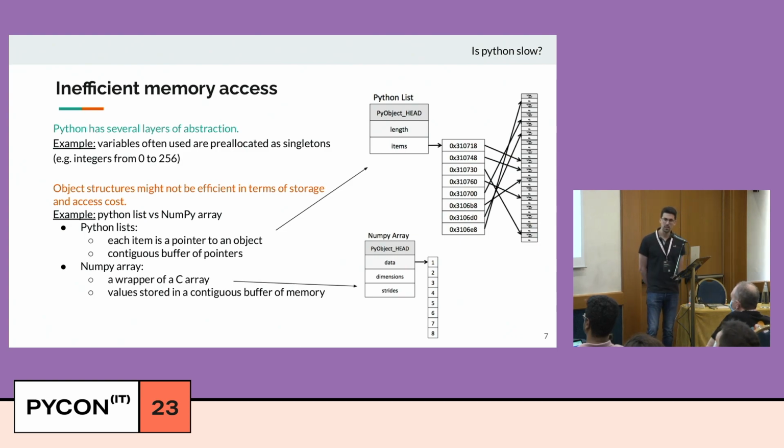So many of the variables and objects that you use every day are not what they seem to be. For example, the numbers from 0 to 256 are implemented as singletons. So whenever you declare a variable that contains an integer in this range, and you declare another variable, both point to the same memory address.